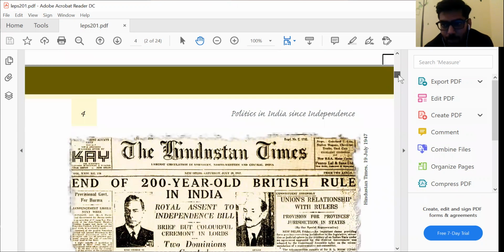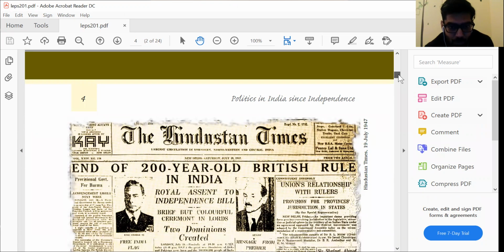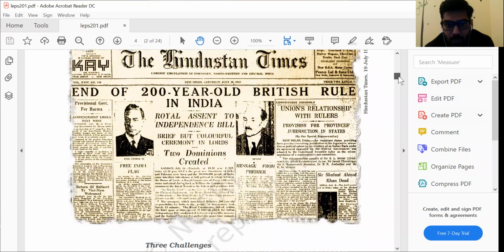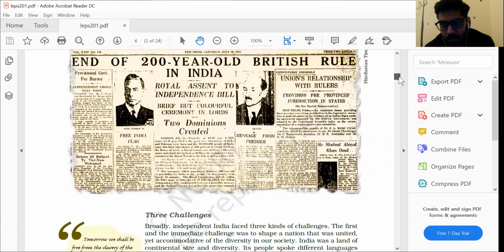Now these were the newspaper clippings on that day. July 1947, end of 200-year-old British rule in India, and a royal assent to the Independence Bill. That is the day when the bill was tabled, and then Lord Mountbatten and Prime Minister Clement Attlee worked for it and handed over whatever was left after they tried to extract everything, but then finally they had to go.